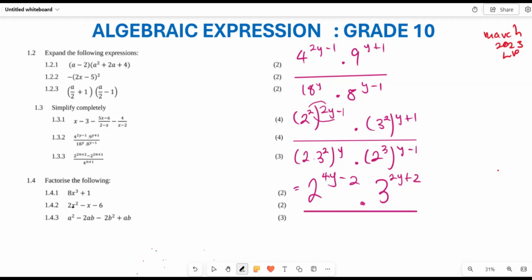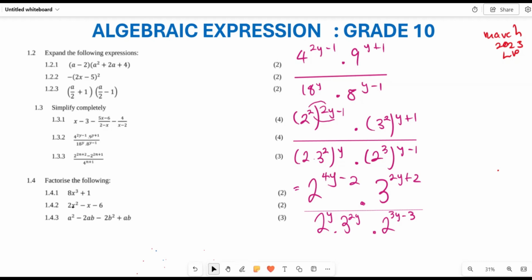Now after here, what is it that you're going to do? Now this is going to be the same as 2 to the power of y multiplied by 3 to the power of 2y. And then this is going to be 2 to the power of 3y subtract 3, right? Now from here, what is it then that you are going to do? Then after this, we are going to collect like terms, right?